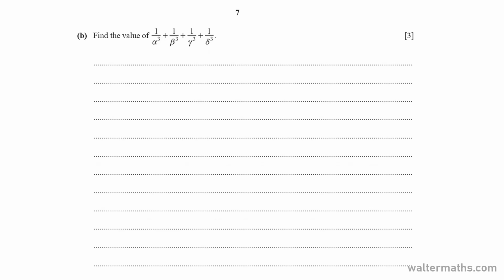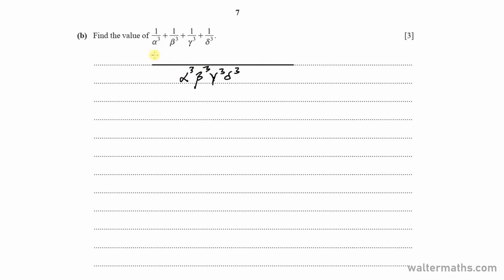On part B, they say, find the value of 1 over alpha cubed plus 1 over beta cubed plus 1 over gamma cubed plus 1 over delta cubed. Okay, so in order to get the value of this, what we're going to do is express this as a single fraction. So we will have a common denominator in alpha cubed, beta cubed, gamma cubed, and delta cubed. So that's a common denominator right there.